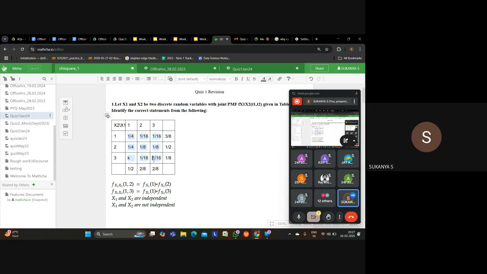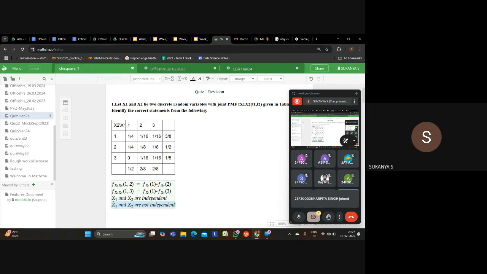Now can you tell me what is the k value here? Then after that we can proceed. It is actually 0. Okay, very good. Now, if there is at least one cell that is 0, then what can we say about the independence of our random variables? Any idea? Cannot be independent. Yeah, perfectly. If there is at least one cell that is 0, then you can blindly say that it is not going to be independent. So the right option is X1 and X2 are not independent. So one option we have found out.